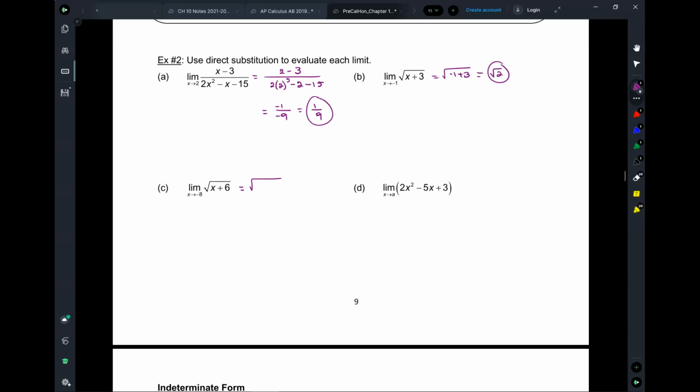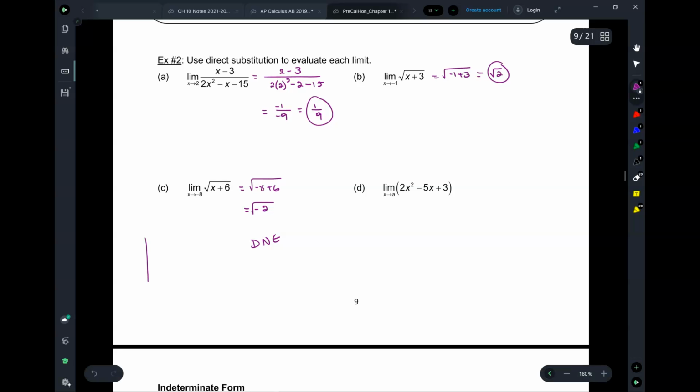What about this one? Negative 8 plus 6. Negative 2 in the root? DNE, because the limit can never be an imaginary number. Because what is the limit? It's the value that the graph is approaching from the left and the right, and that can't be an imaginary number.